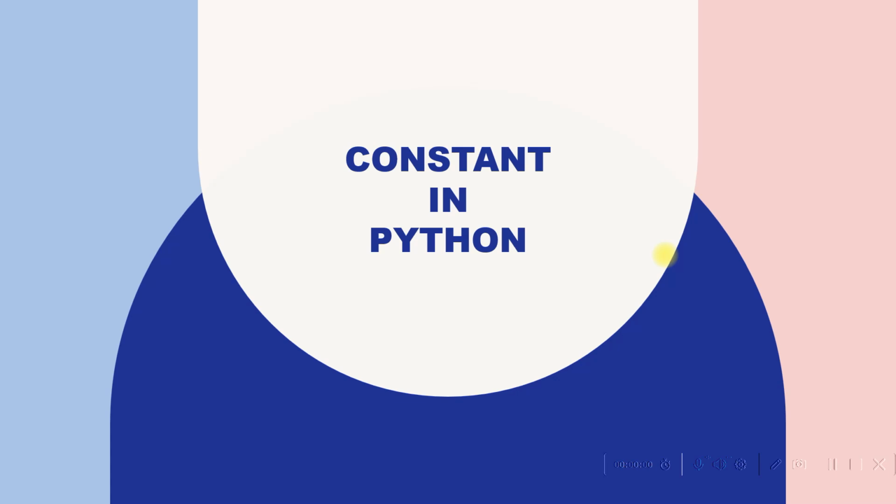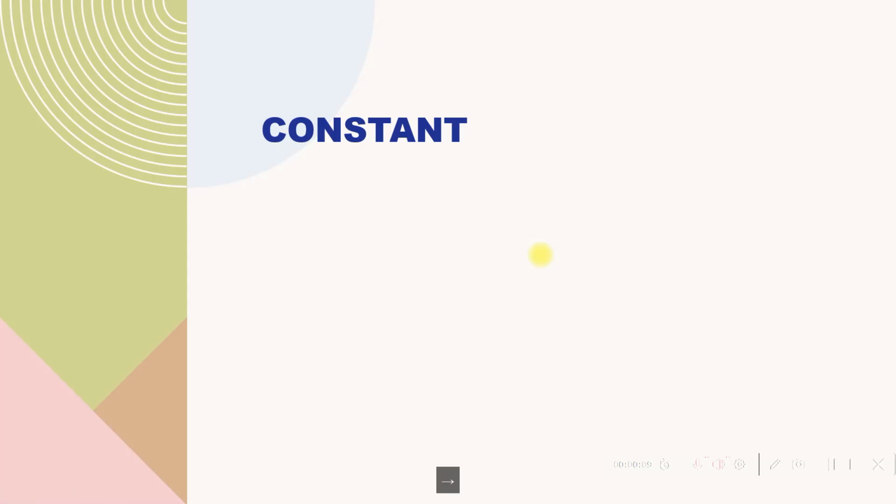Hello everyone, welcome back. In this session, we will talk about constants in Python. Okay, so we will start our discussion with what is a constant. A constant is nothing but a fixed value which cannot be modified at any point in your program.